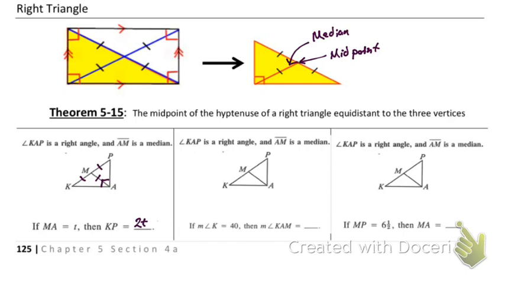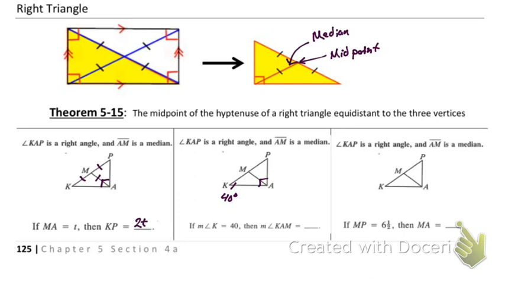Our second problem has the same setup. I have a right triangle. All three of those sections are congruent. So maybe I'll put the right angle. It says the measure of angle K equals 40 degrees. And then it says, what is the measure of KAM? It's a little tougher, but you have all the information you need.